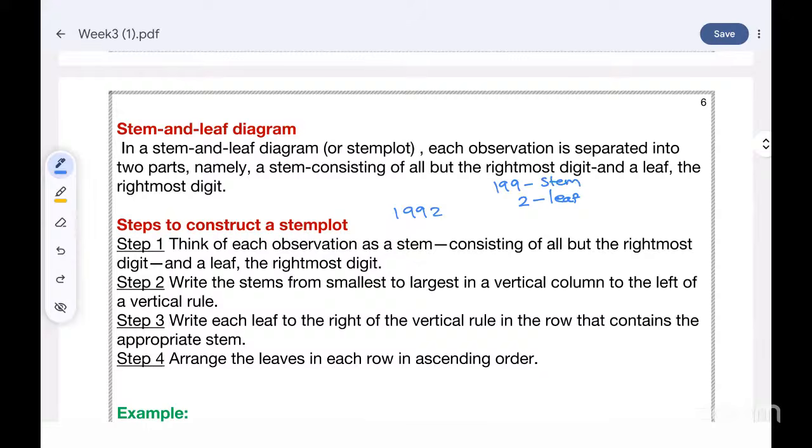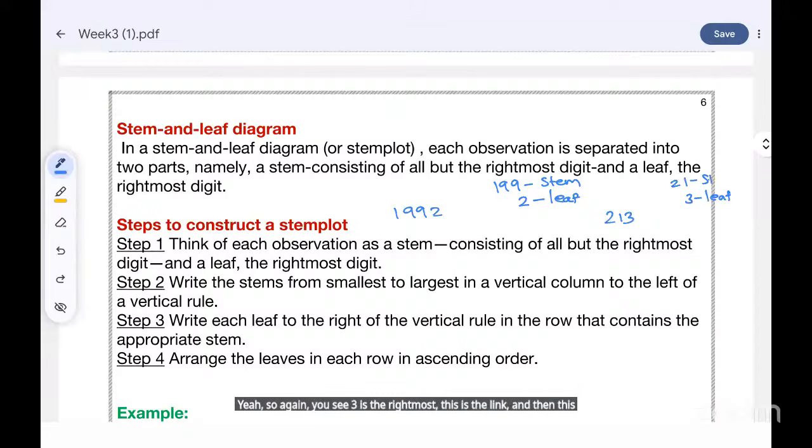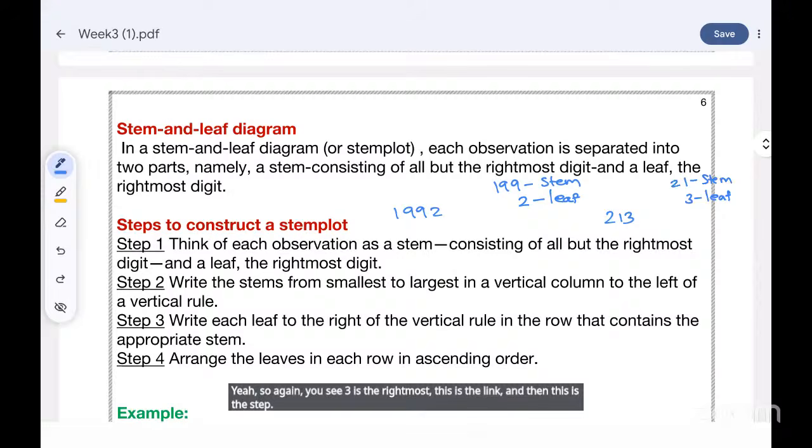Okay, so how to make the stem and leaf in the given data, is that clear? Ma'am, what about 3 digits? Suppose you have some digit. The rightmost one, you see 3 is the rightmost, this is the leaf, and this is the stem.